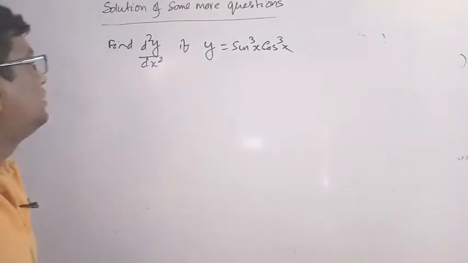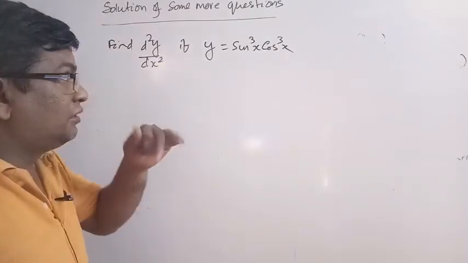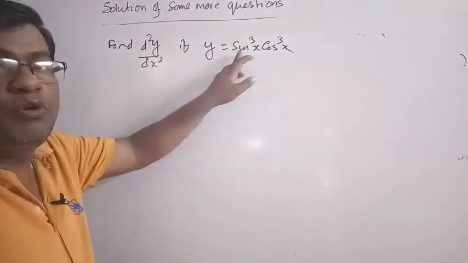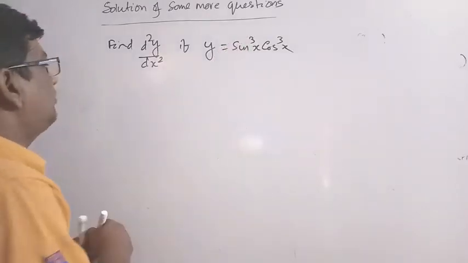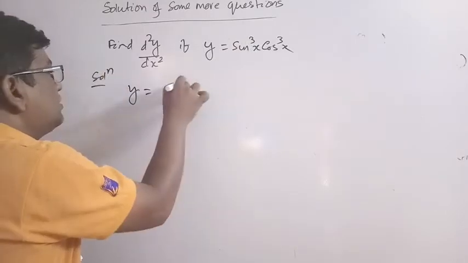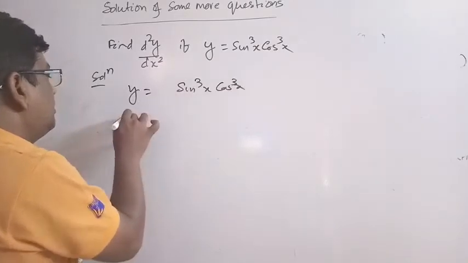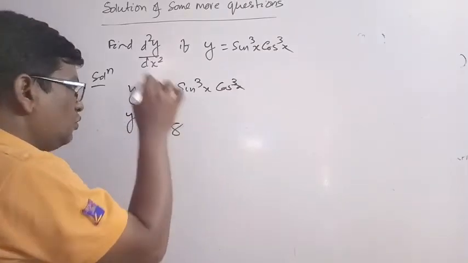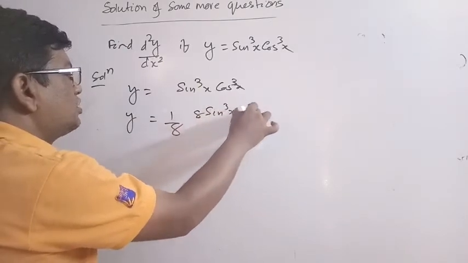Find d square y by dx square if y equal to sin cube x into cos cube x. You can use the u into v formula, or it is easy if we do it like this. y equal to what? Sin cube x into cos cube x. That is 1 by 8 into 8 sin cube x into cos cube x.